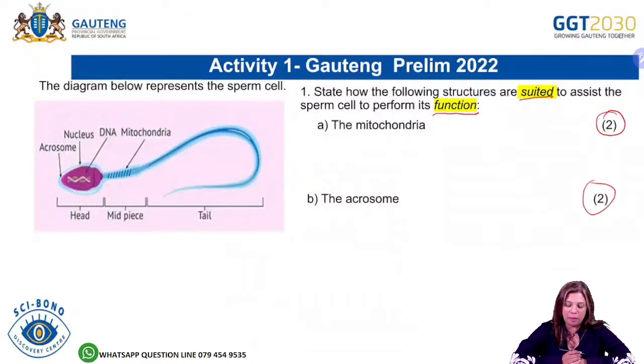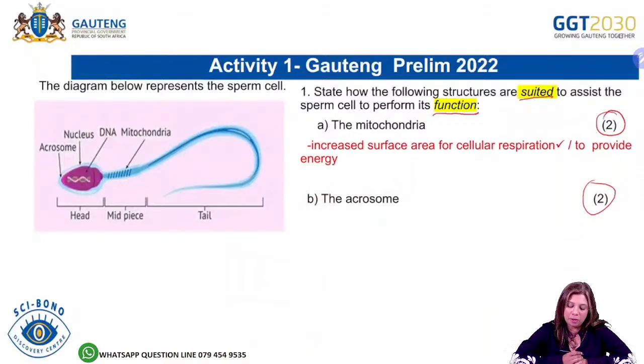So let's talk about the mitochondria. We know this because we've discussed this. So let's go through it. The mitochondria has an increased surface area for cellular respiration. Now remember, the mitochondria has folds within it called the cristae. This increases its surface area so that it's able to respire, and also to provide it with energy. We know mitochondria is synonymous with energy. The minute we hear mitochondria, we must already know there's energy.